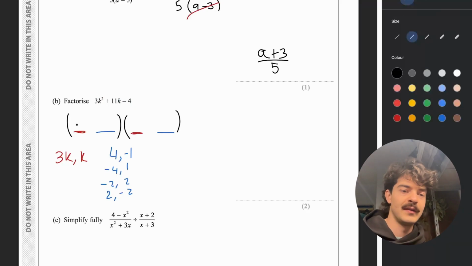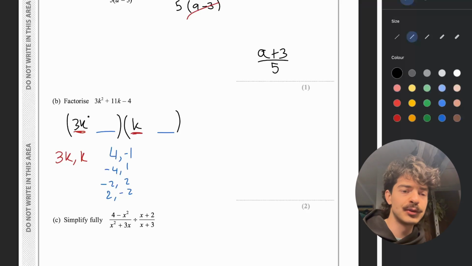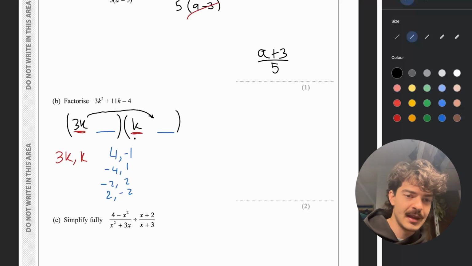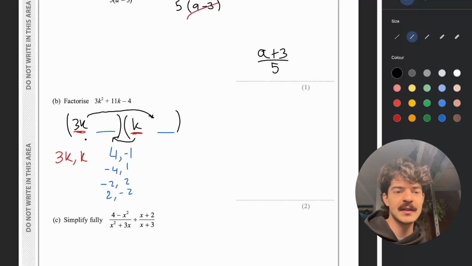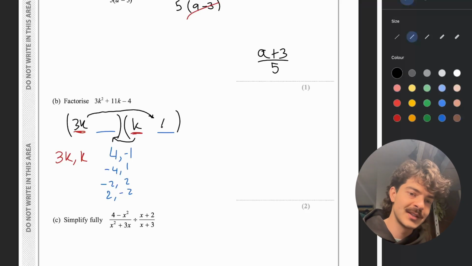So we've got 3k and k here. Now, if we think about this really quickly, we're going to be doing 3k times the value here and k times by the value here. So let's run through these and think about which ones would work best. So 3 times minus 1 plus 4. Does that give us 11? No. What about if we did this the other way around? 3 times 4, take away 1. Absolutely, that works. So we can have plus 4 minus 1.